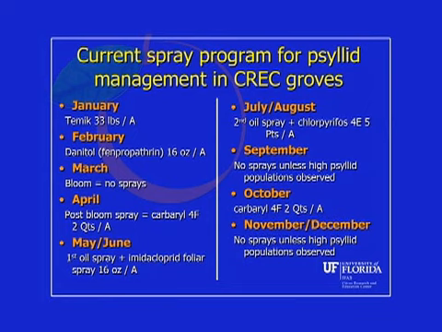Then in mid to late October, we'll more than likely have had a little bit of flush in the September-October period. We'll come in with carbaryl again to try to clean up the psyllid population, so we can go into the November, December winter months hopefully psyllid free. So that is just the outline of the program that we've implemented here at the CREC right now to manage the Asian citrus psyllid.